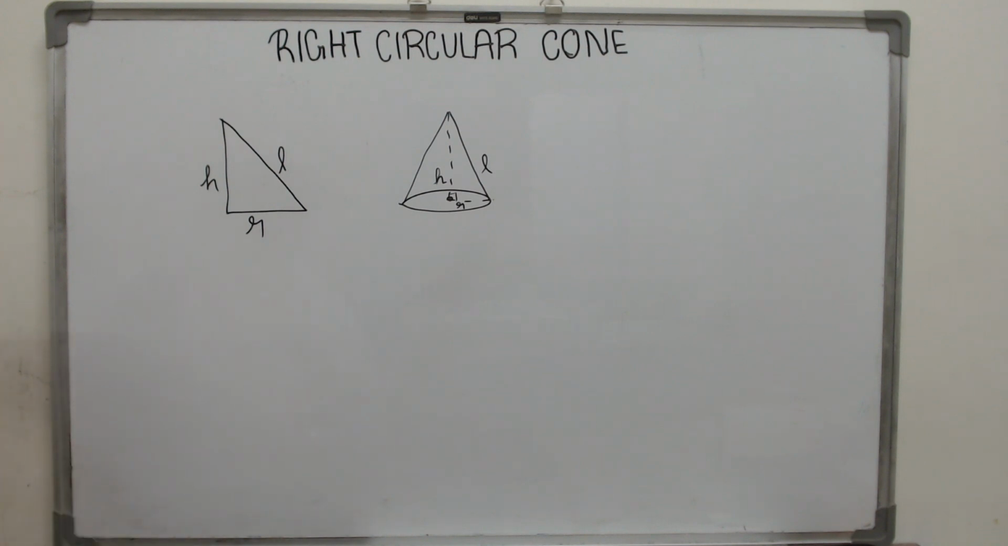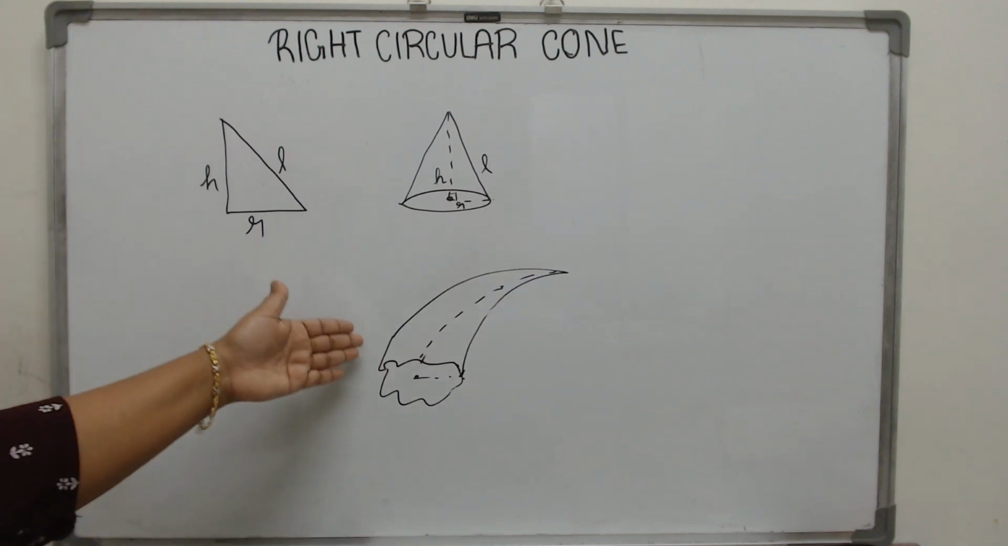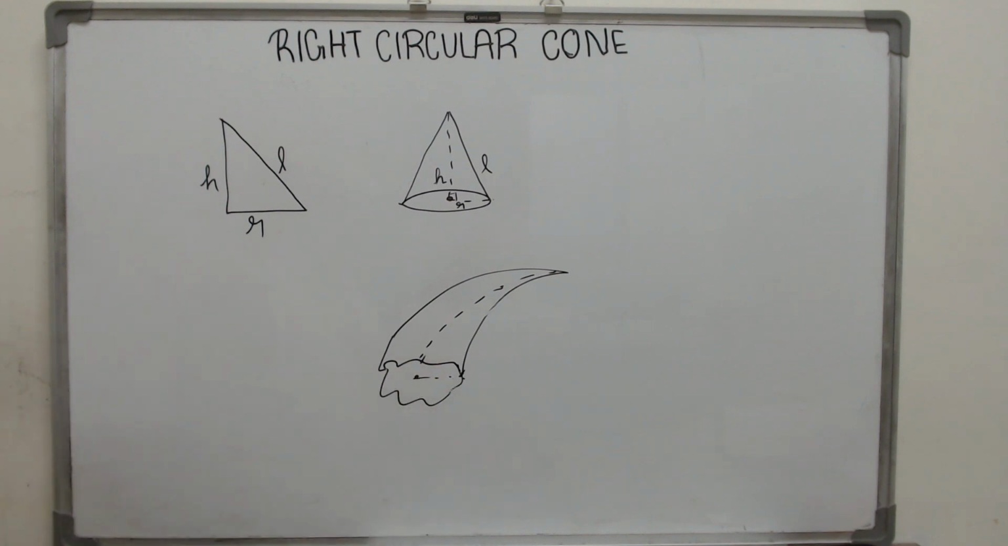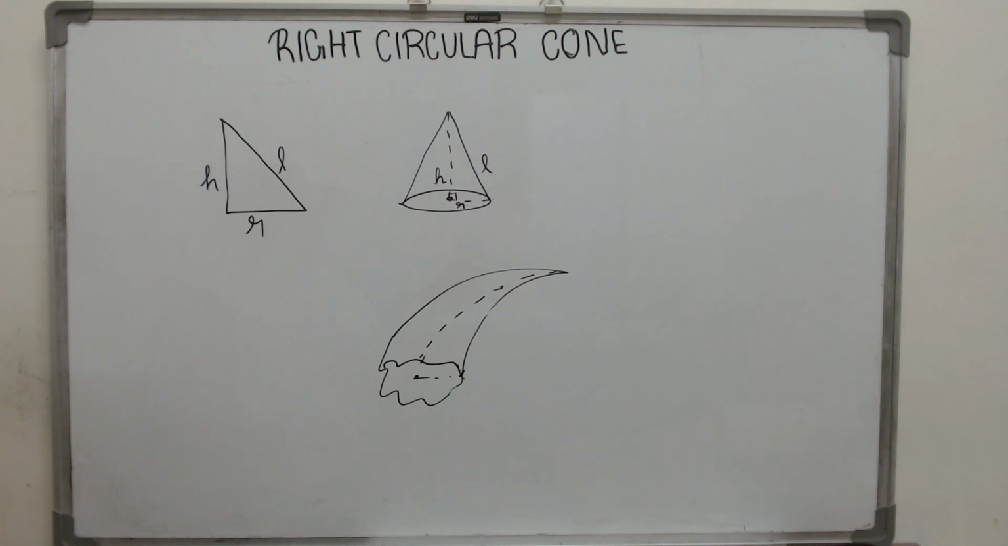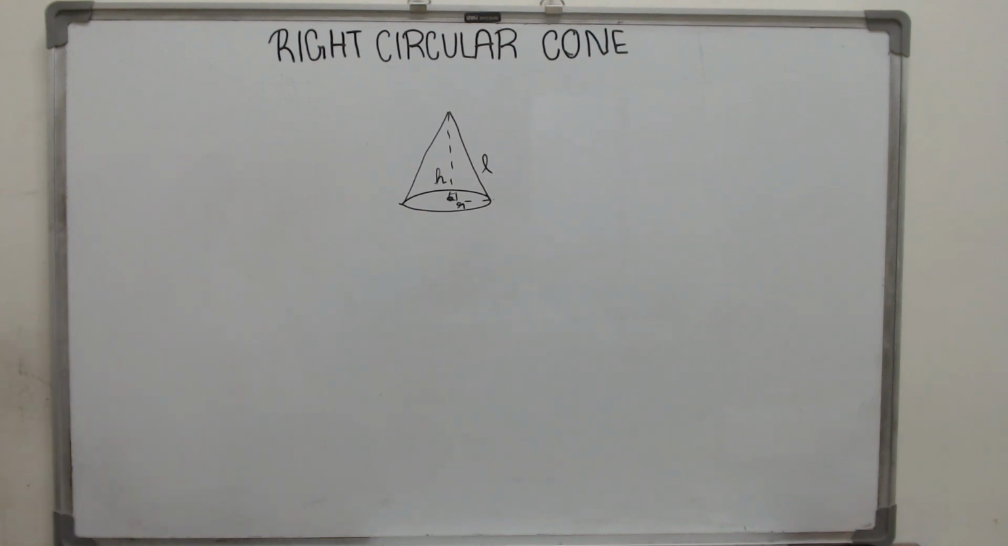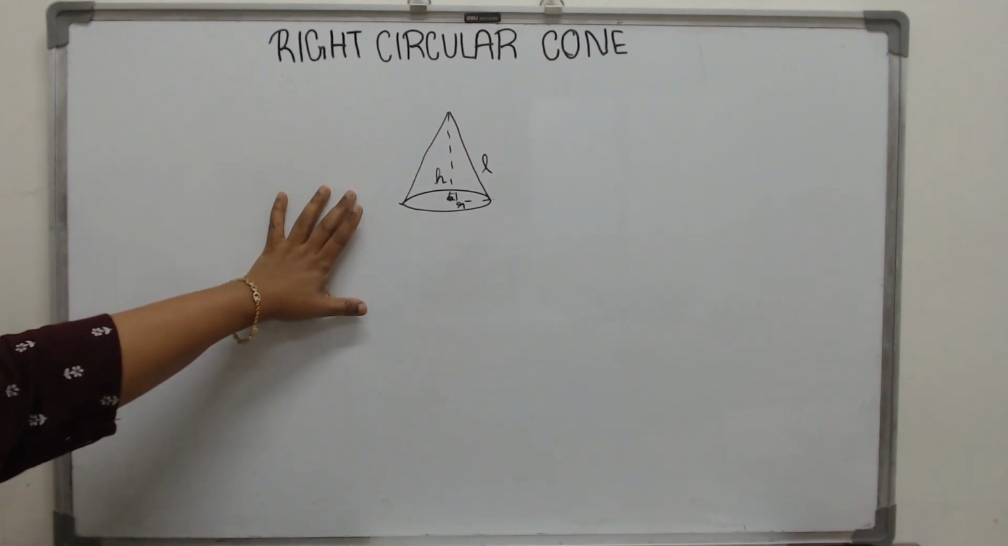But not every cone is like that. Look at this example. Look at this cone. The base is not a circle and the axis you see, it does not make a right angle. So from here onwards, when I say a cone, I mean a right circular cone. Now let us find the surface area of this cone.